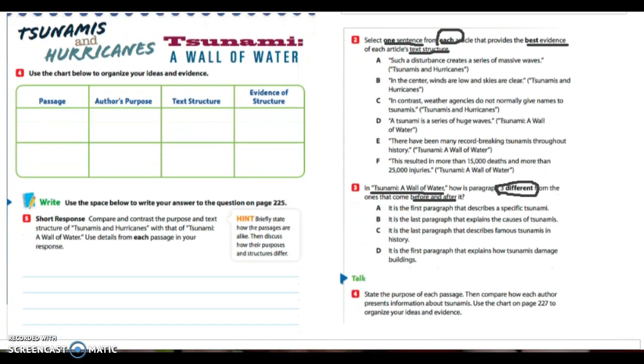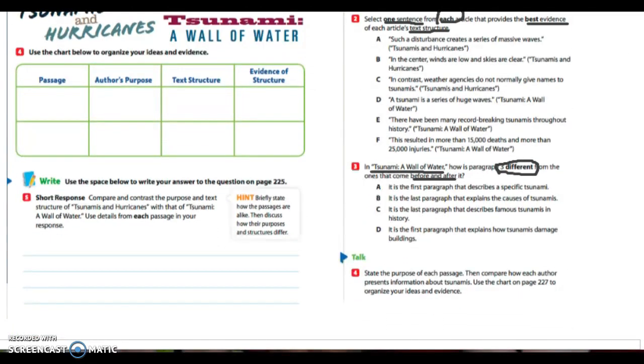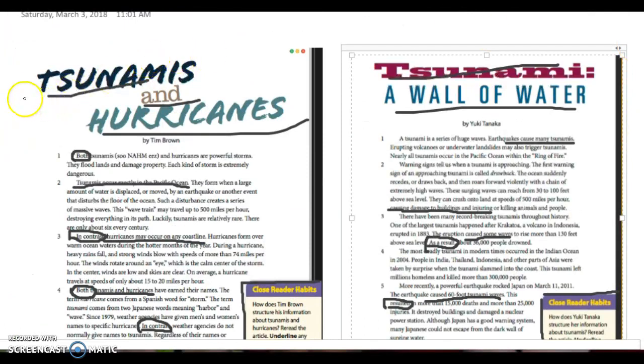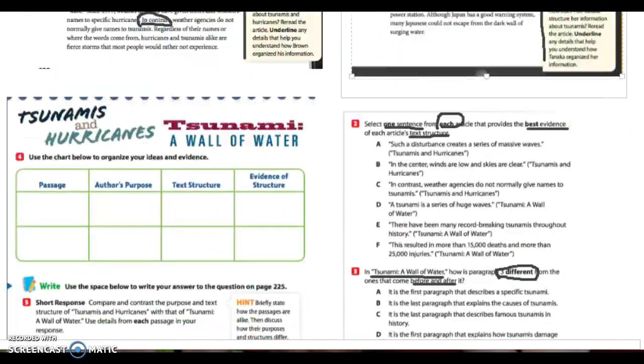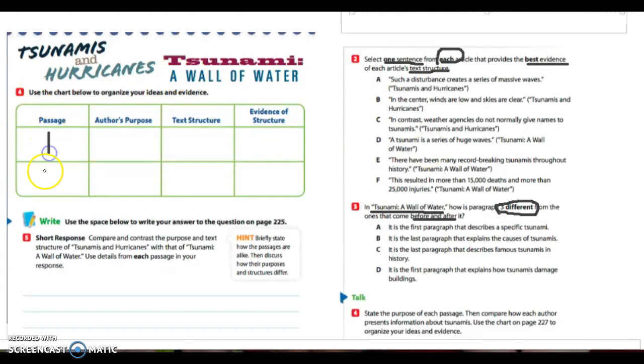Moving down to our question number 4, it says, use the chart below to organize your ideas and evidence. So we're going to say tsunami and hurricanes is passage 1, and tsunami wall of water is passage 2. So passage 1 and passage 2. What is the author's purpose? It's a nonfiction text, so we want to focus on the author's purpose of informing the reader about what they are reading.